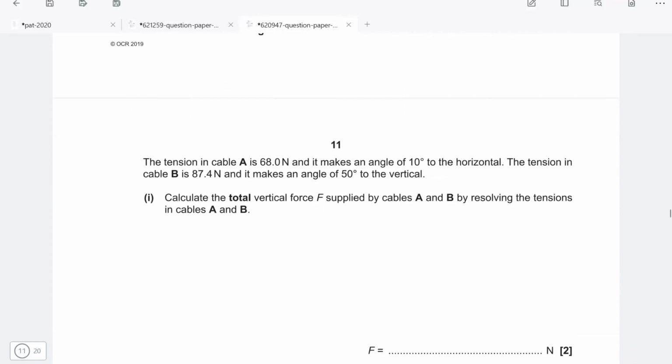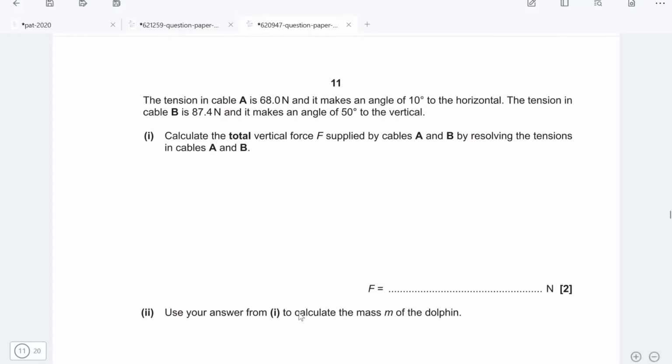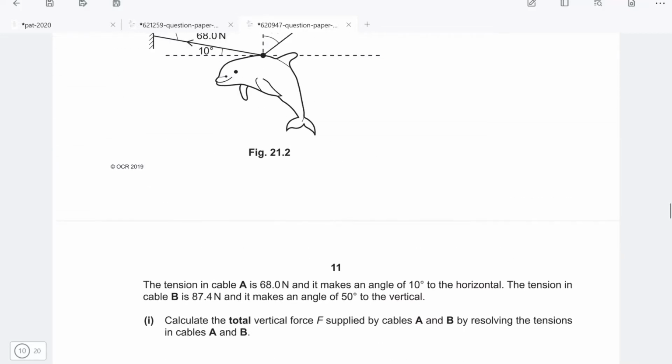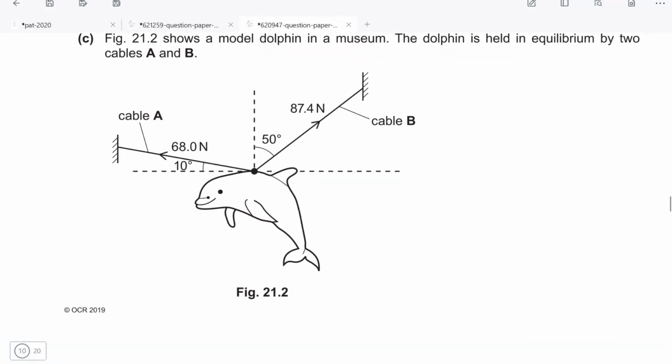Now what the next bit is asking us to do is to calculate the total vertical force applied by cables A and B by resolving the tensions in cables A and B. Okay, well, let's do this. When you are taking the exam, you should always write down your answers within the space given for this, but just so that we could visualize what we're doing, I'm just going to find the total vertical force right next to this diagram. Okay, well, there are two vertical vectors.